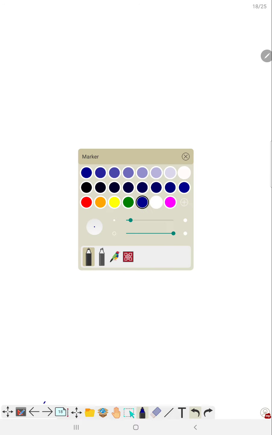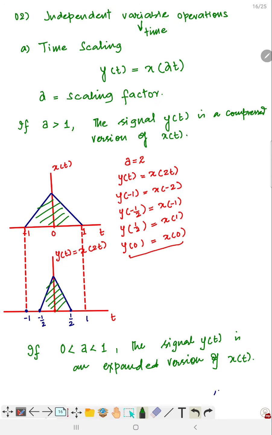Now the second important operation that is performed on the independent variable is what we call time reflection. And again, we'll go for the mathematical definition first. Then we'll see what actually physically happens to the signal. Now again, mathematically, it's quite simple.